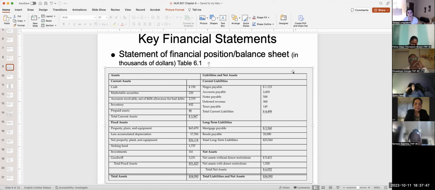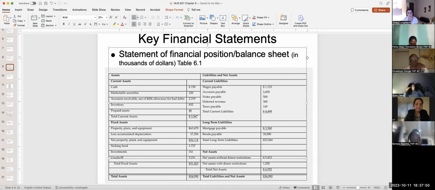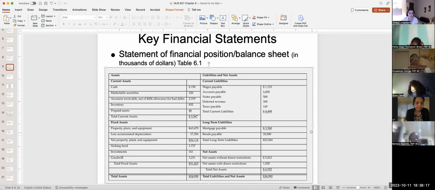Let's look at liabilities. Similarly, they go by liquidity. So we separate into current liabilities, which must be paid within a year, and long-term liabilities, which are paid over time, beyond a year. And then there's the net that we'll talk about. So wages payable, $1 million.